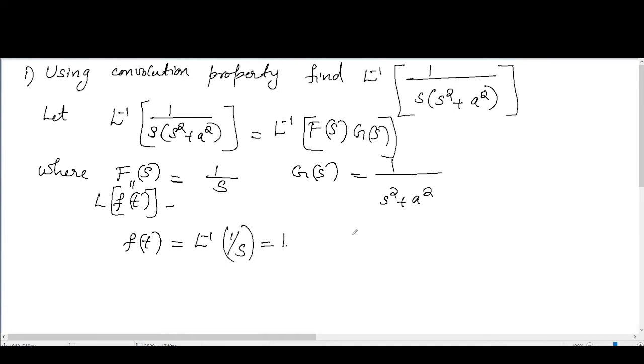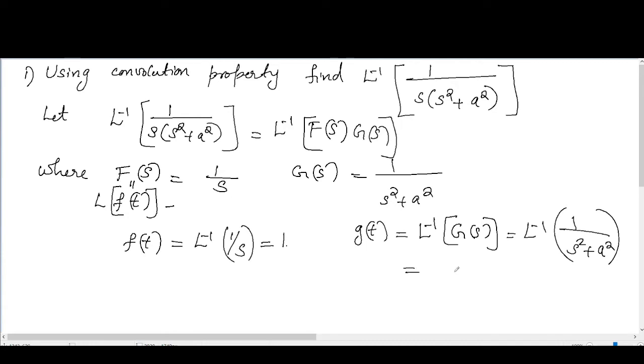Now similarly you can calculate g(t) also. What is g(t)? g(t) is equal to L inverse of G(s), and what is L inverse of 1 by (s square plus a square)? This is related to the sine function, so 1 by a sin a t. Now we can consider this L inverse of F(s) into G(s).